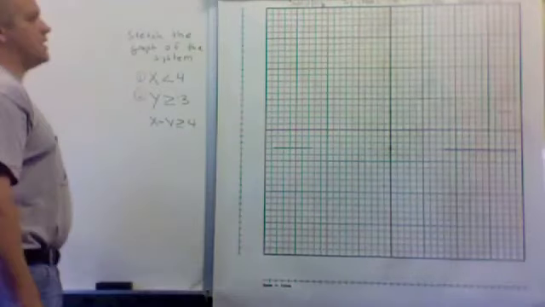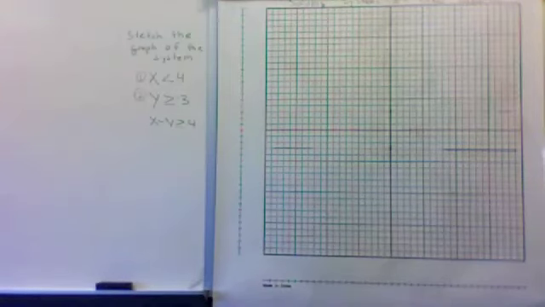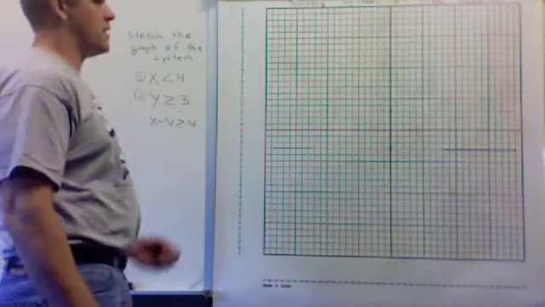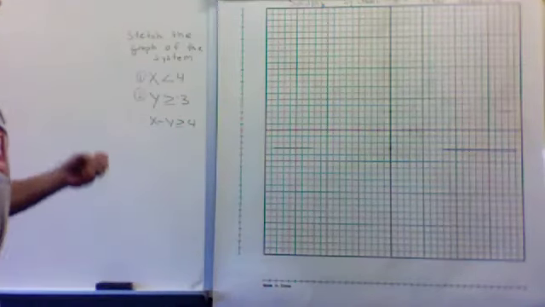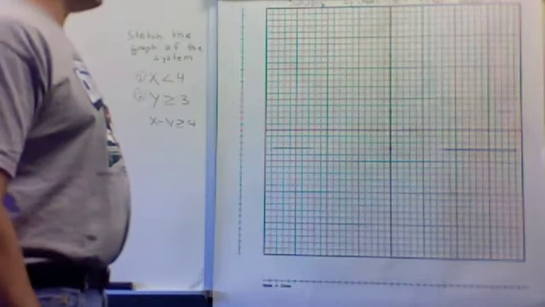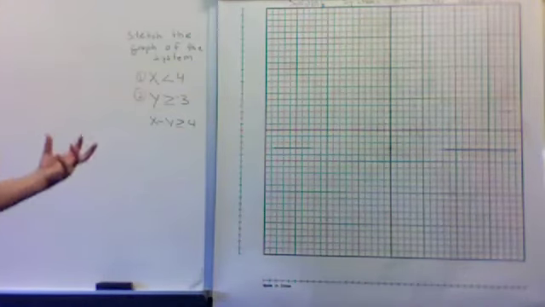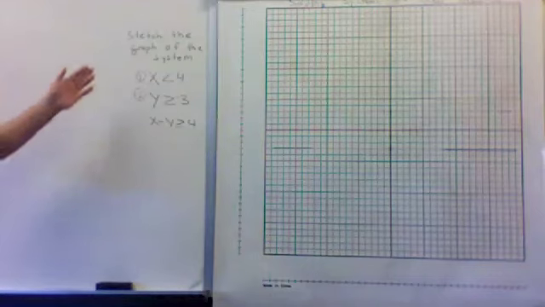Today we're going to look at solving systems of linear inequalities, and we've already learned how to graph inequalities. You graph the line, and it's either going to be solid or dashed, and then you're going to have a shading depending on the greater than or less than symbol. So in this, we're going to sketch the graph of the following system.